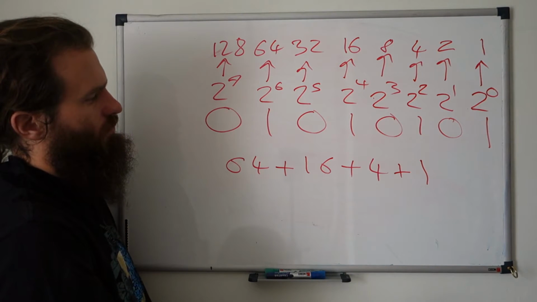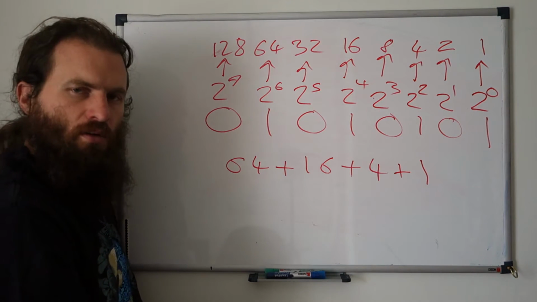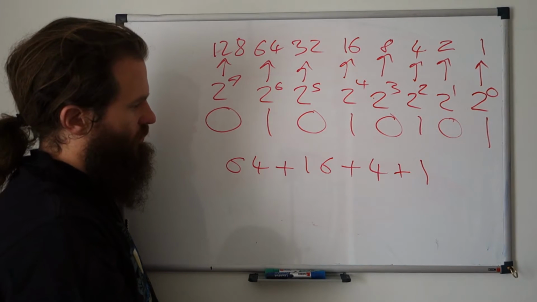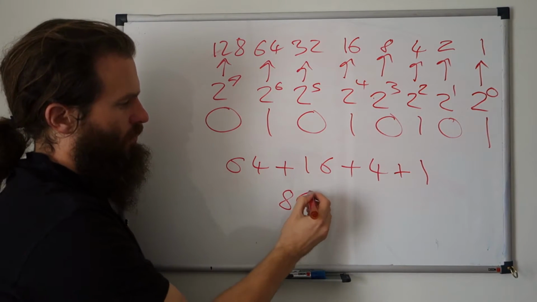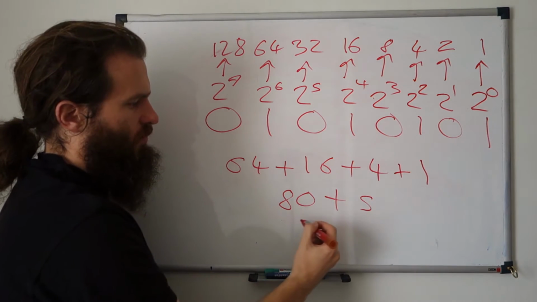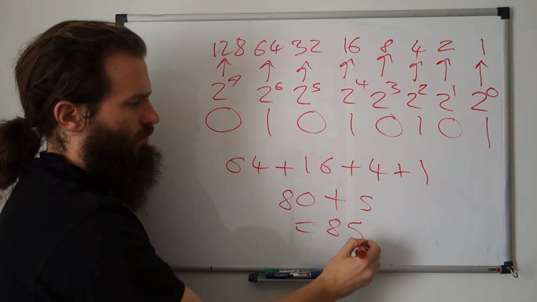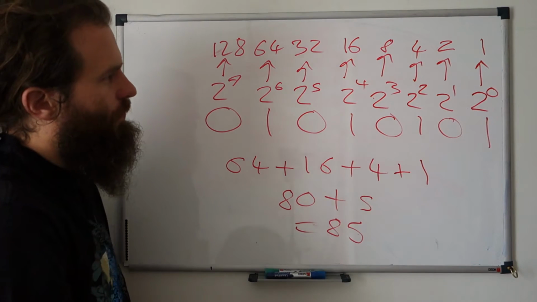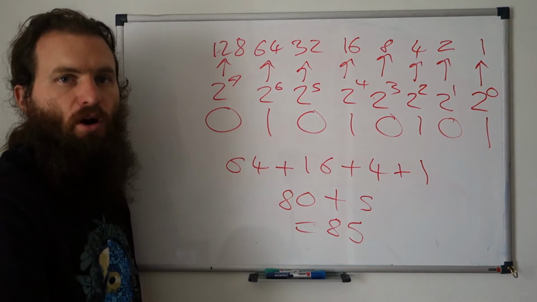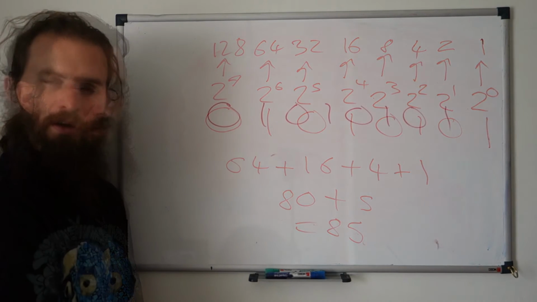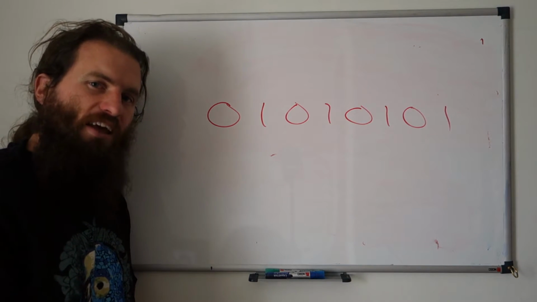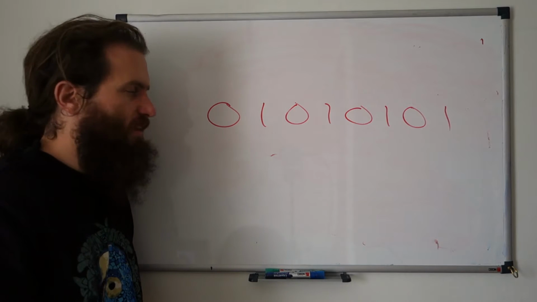That's it, right? So what does this number add up to? Well, that's 80, 64 and 16. That's 5, so it's 85. So this number is 85 in binary, and that's a byte. Let's now look at the relationship between binary and hexadecimal numbers.